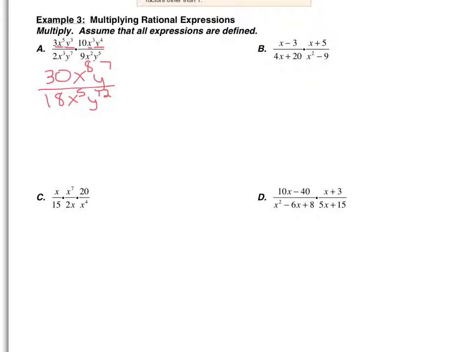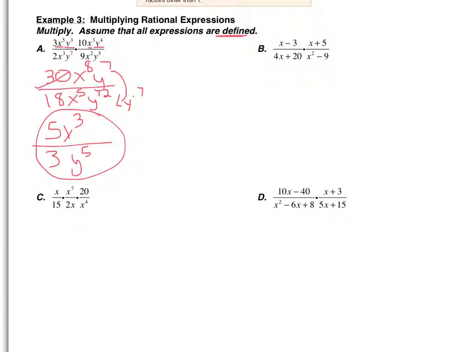And then I can go ahead and simplify. Divide the top by 6, and I get 5. Divide the bottom by 6, and I get 3. And then if I bring x to the 5th to the top is x to the negative 5, so that's x to the 3rd. And then if I bring y 7 down is y negative 7, 12 minus 7 is 5 on the bottom. And it says assume that all expressions are defined, so I'm not really going to worry about whether x or y is 0. So this is my final answer.